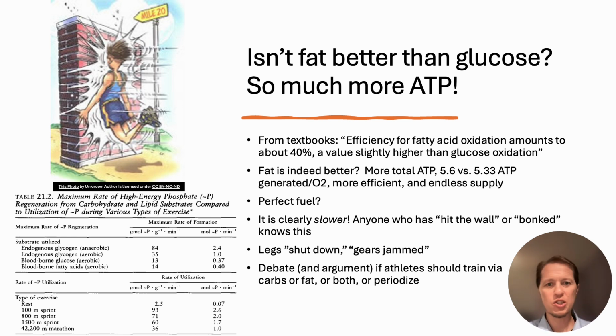So this does provide some fuel, so to speak, to the fire. Sorry for the pun. In terms of debating and arguing whether athletes should use carbs or fat, or actually periodize and get their body a little bit used to being flexible metabolically with burning both of those fuels. We don't have a final answer to this question.